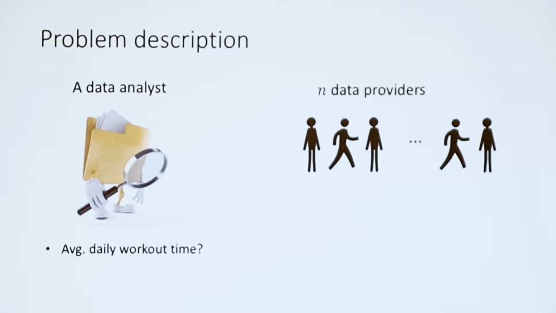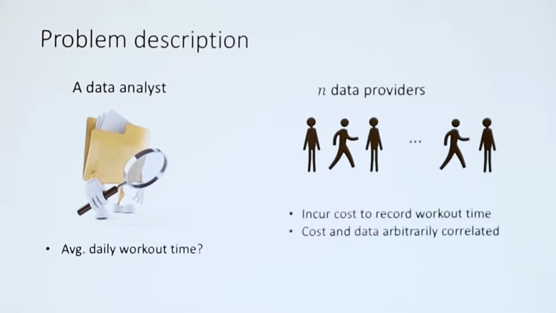So she needs to collect data from these n people, but they do not have their daily workout time at hand. So they will incur some cost to record this workout time and report it to the data analyst. And we assume this cost can be arbitrarily correlated with the data. So the data analyst has a budget that she can use to incentivize the data provider to record their data and then provide their data.